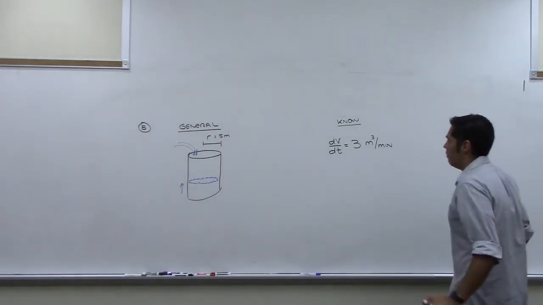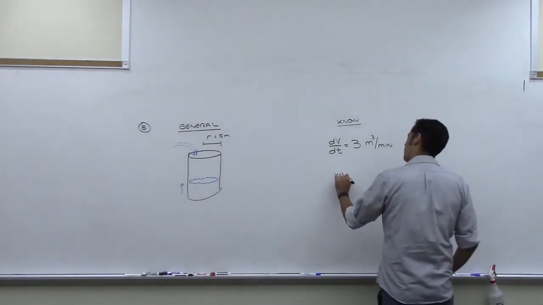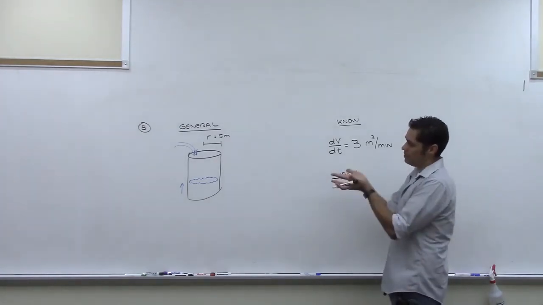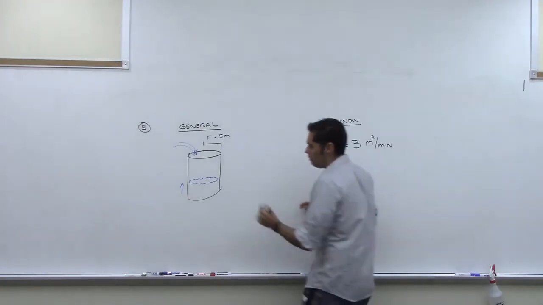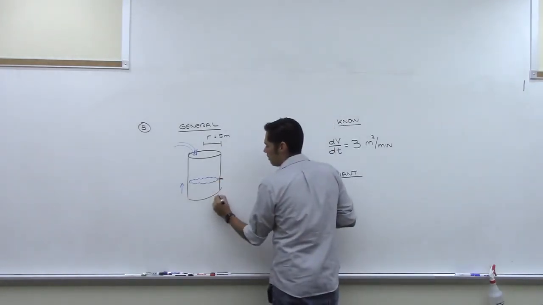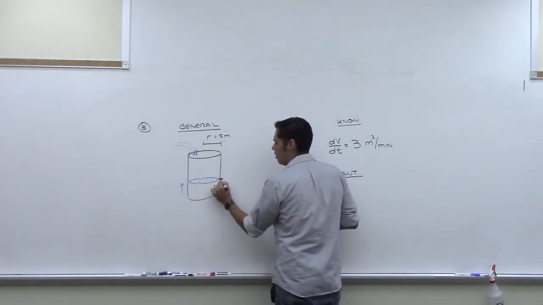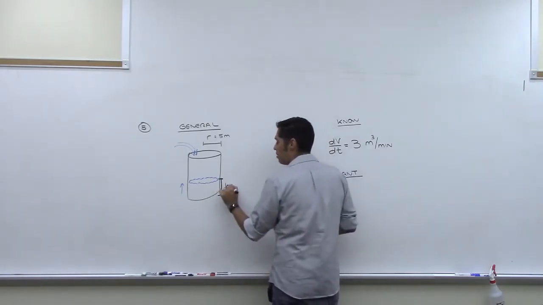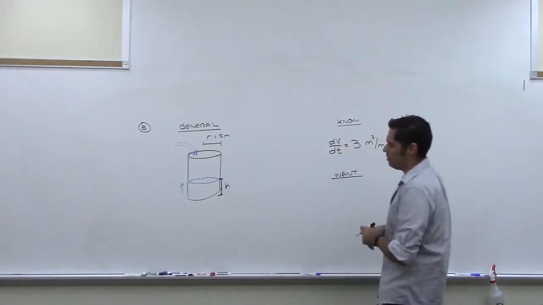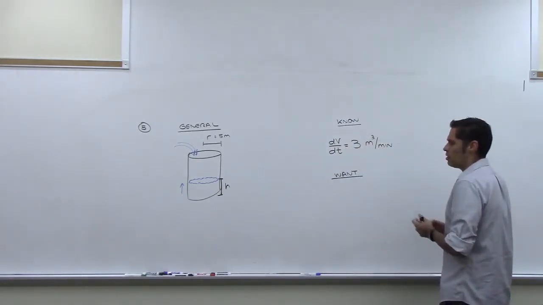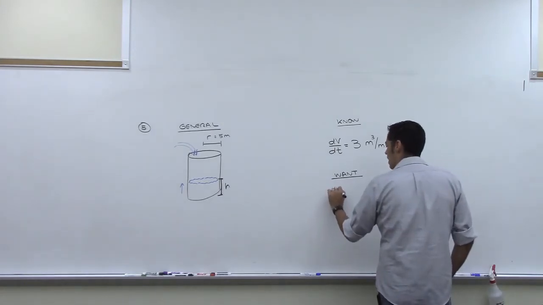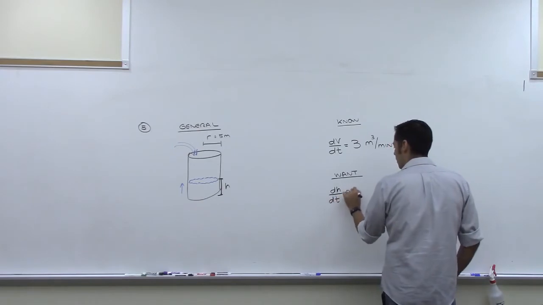So we know that. What we want to know is how fast the water level is rising. The water level is the measurement from the bottom of the tank up, which I haven't labeled yet. I'll label it H for height. You could use any letter there, but H makes sense. So I want to know how fast H is increasing. I want to know the rate, so it's a derivative, the rate at which H is increasing.